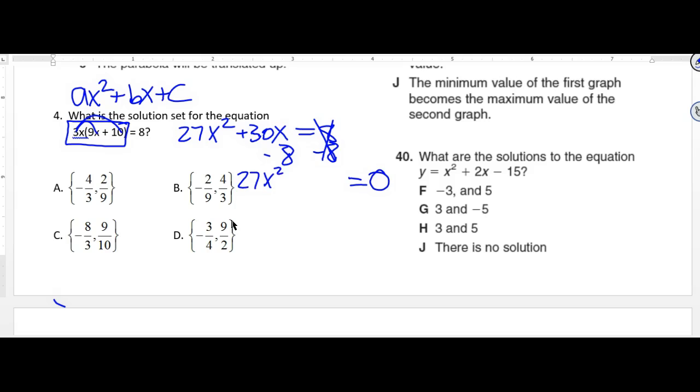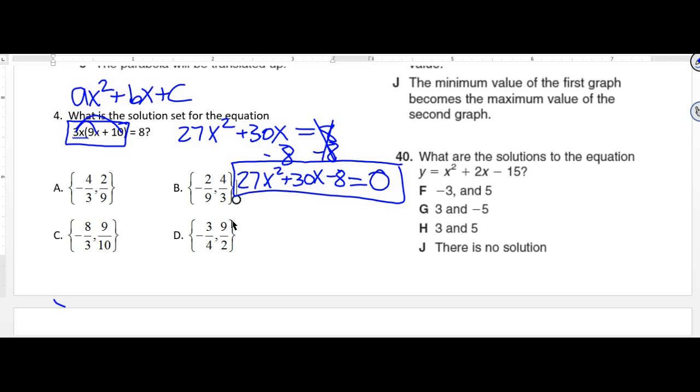27x squared plus 30x minus 8. This is what I am solving. We can use the quadratic formula, we can use Xbox, or we can graph. I'm going to graph. I think graphing is always the easiest, unless it's very simple, common numbers that you can easily Xbox with. So this is going to be graphing.